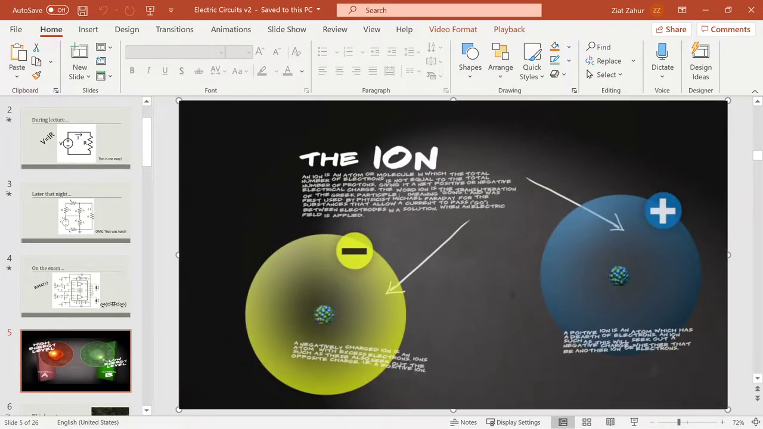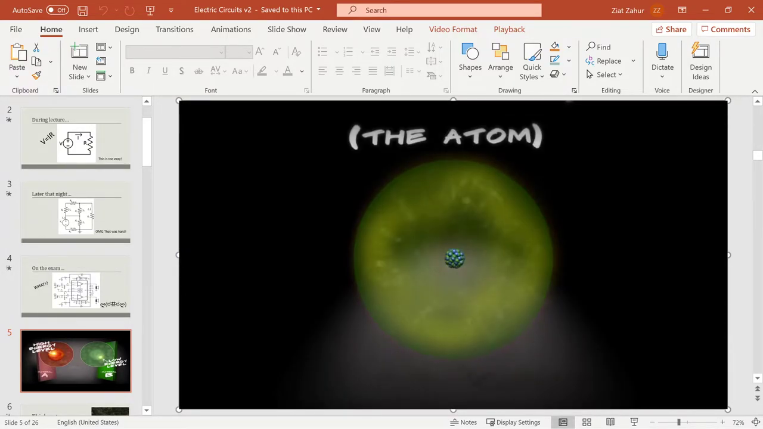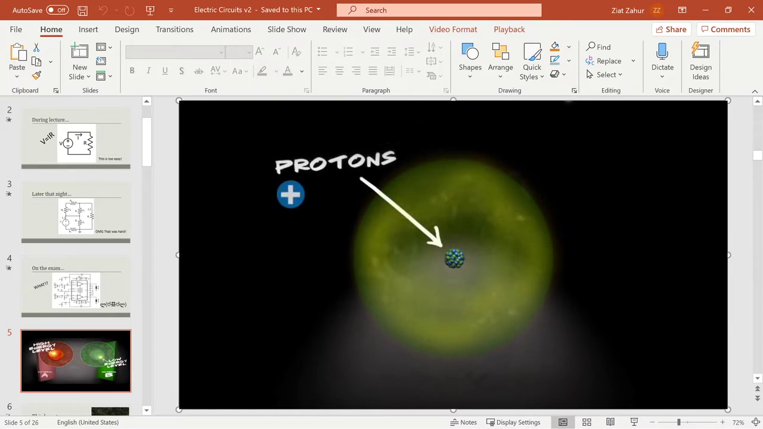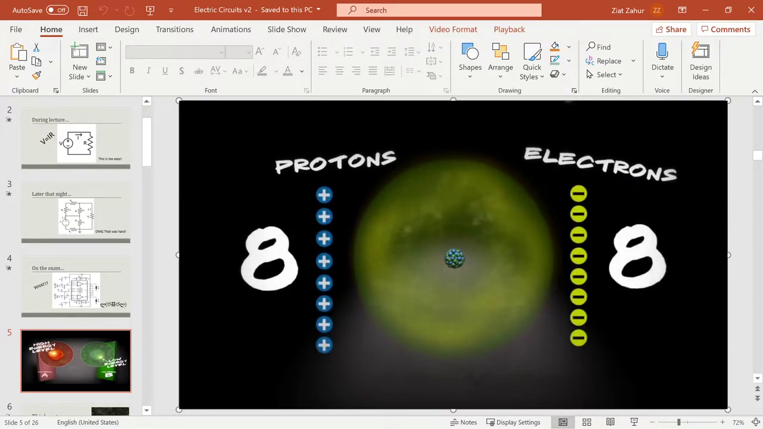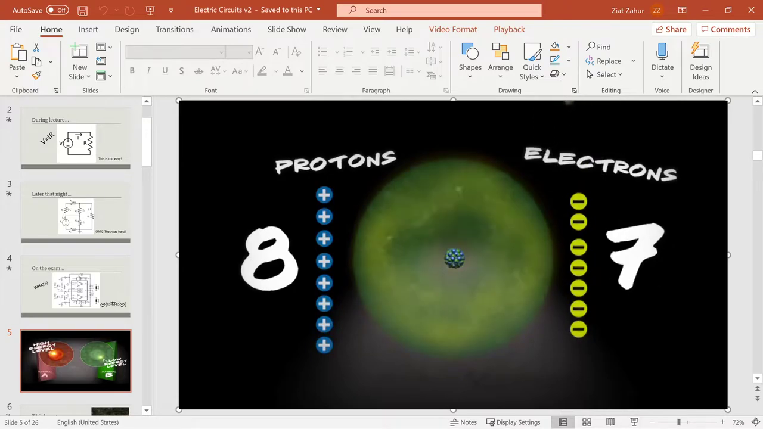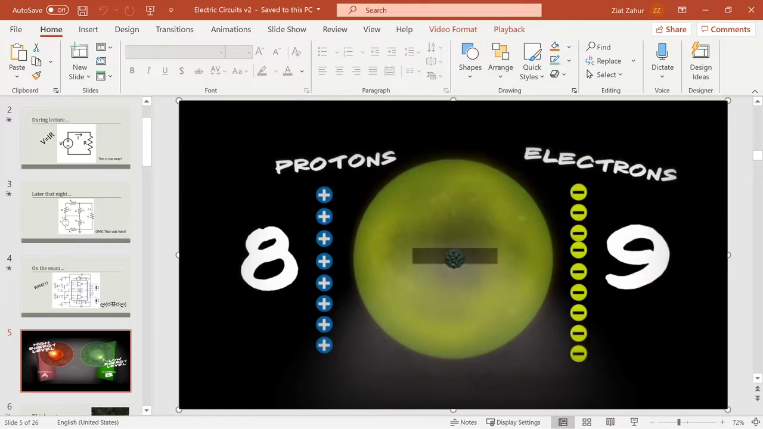The ion. Here's the atom again. As we mentioned earlier, there's a positive charge part and a negative charge part. In a normal atom, there's balance. The number of protons equals the number of electrons. But if an electron leaves this atom, now the positives outweigh the negatives, and we're left with a net positive charge. Add electrons, and we're left with a net negative charge.